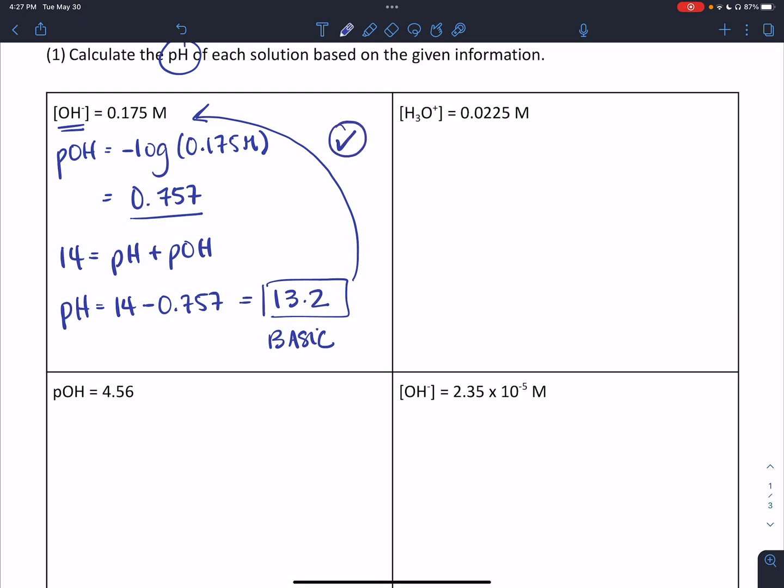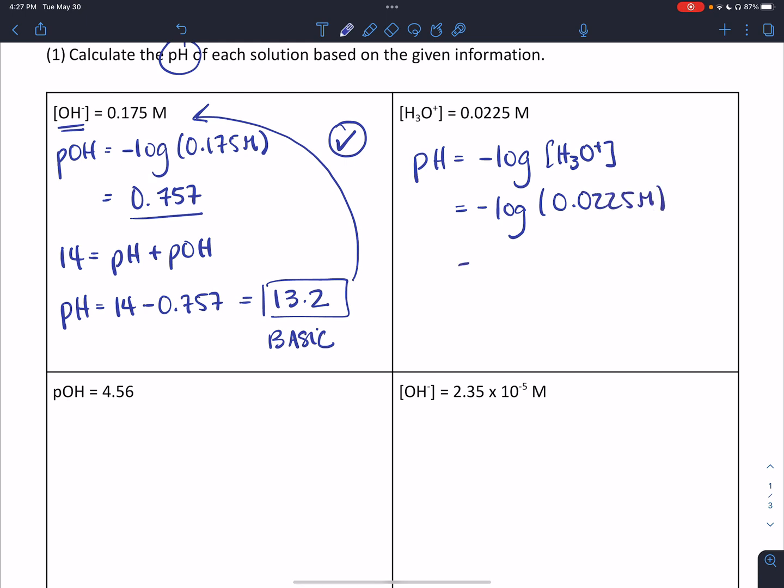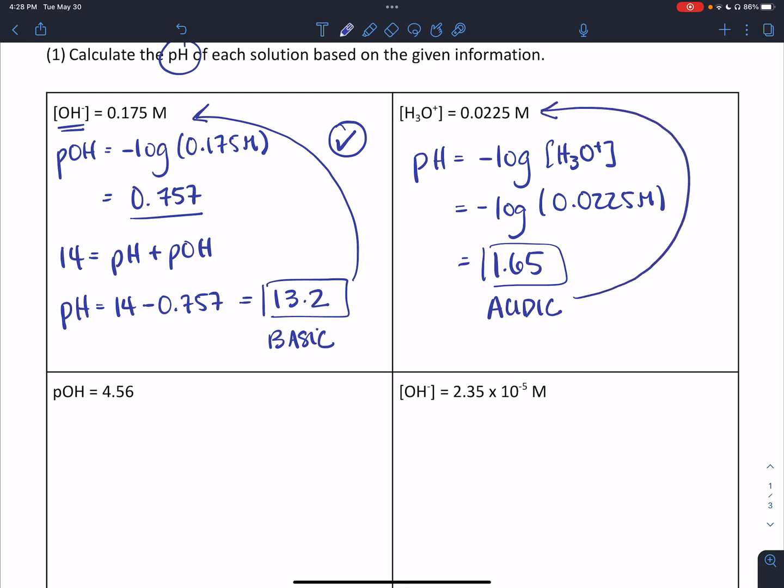Now I'm going to slide over and look at the concentration of H3O plus. So it's 0.0225 molar. This is a little more straightforward. I know that the pH is equal to the negative log of that hydronium concentration. So I just need to plug that value in. So the negative log of 0.0225 molar. I put that into my calculator and I get a pH value of 1.65. And 1.65 indicates an acidic solution. And if I look, I've got hydronium in concentration. So this is a reasonable answer.